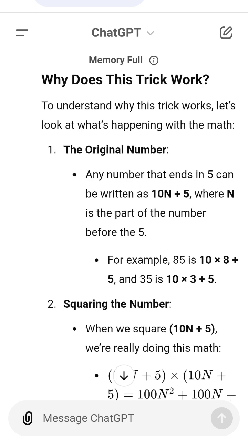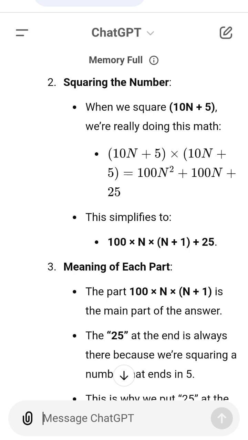Summary of the steps. Remove the last 5 in the number. Multiply the remaining part by the next number up. Add 25 at the end. This gives you the square of the original number.